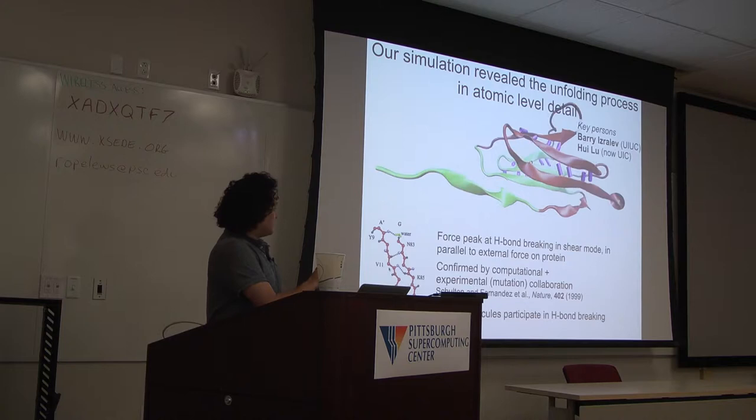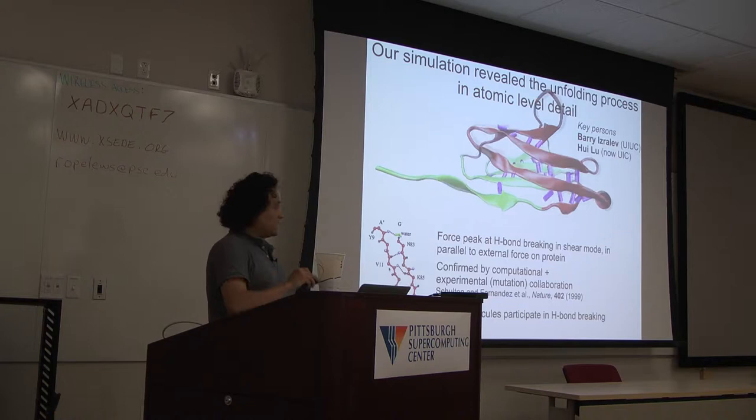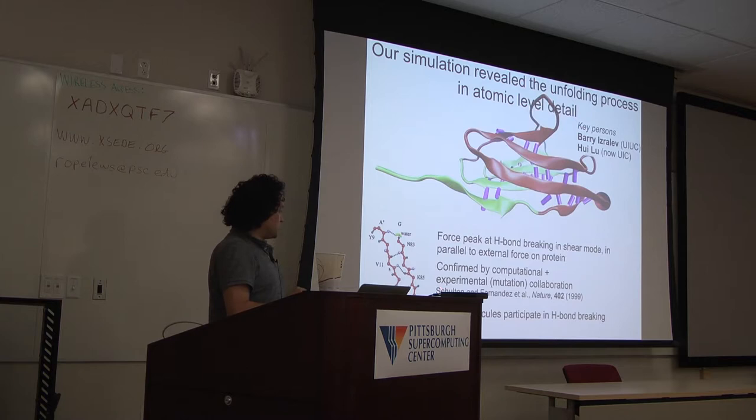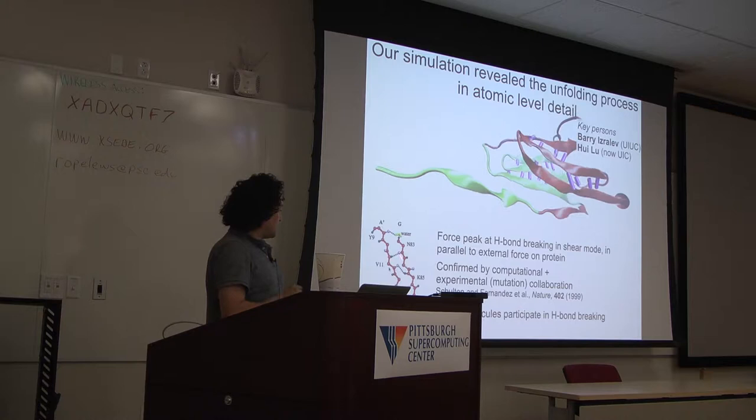So effectively, the force is completely perpendicular to the hydrogen bond, and that's when you get the peak, when you start breaking this particular strand, which is completely perpendicular to the force being applied. That's when you start getting the peak. And there were some confirmations that Klaus published later in 1999 that showed that this model was true.